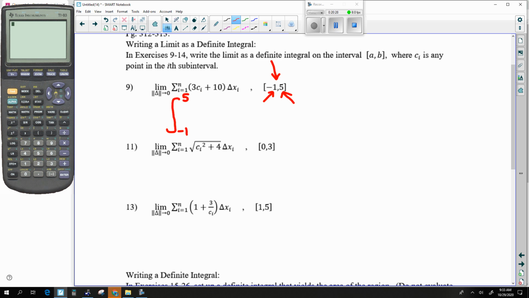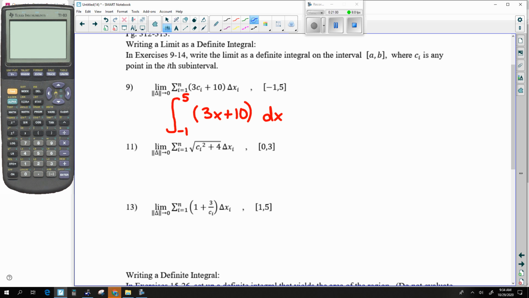And then the variable that keeps changing is the c. That's going to be our x. So this is going to be 3x plus 10. And then this is the symbol delta. This is a change in. And so what we write is a d. D is the same thing as delta, so a change in x. And there, we just wrote our first definite integral.